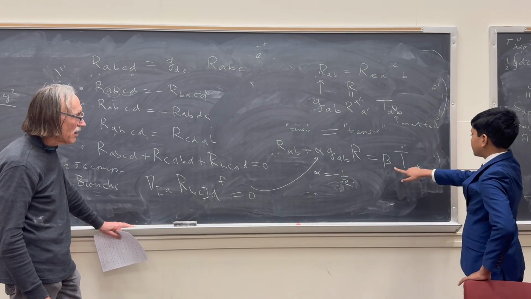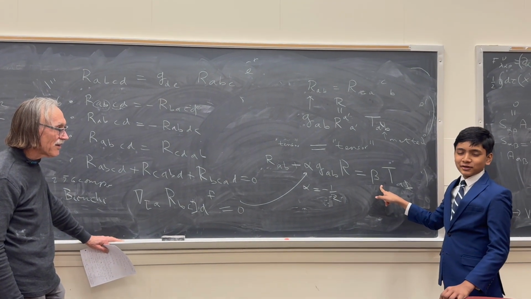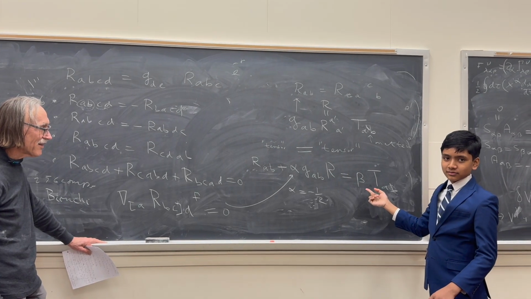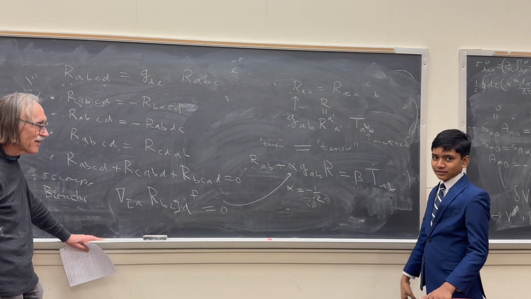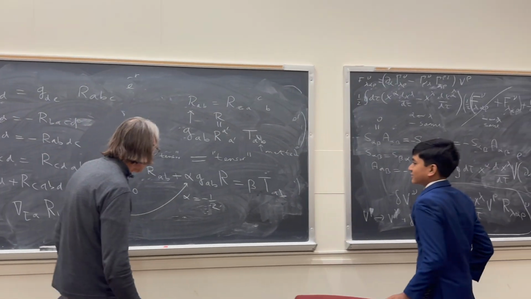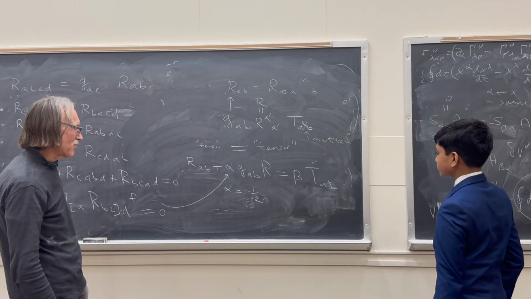Right. And this one, I'm sure Dad can recite it by heart. You know what it is, right? Yeah. What is this? Beta? Beta. 8 pi g. How would you derive this? This is actually much harder to derive.